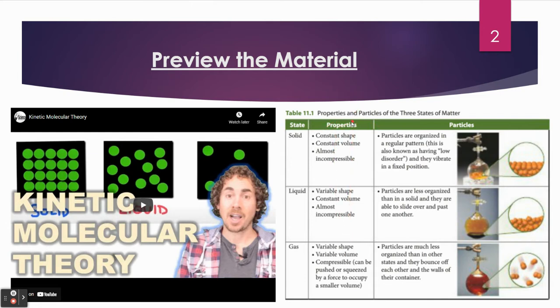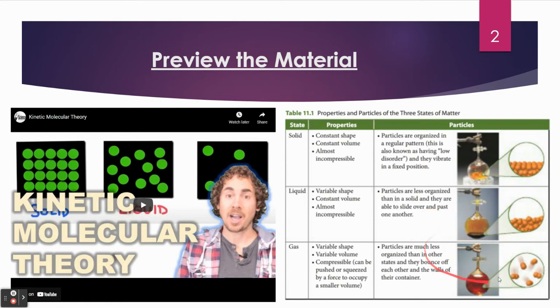For example, solids have a constant shape, so their shape remains the same, whereas liquids, their shape varies. Same thing with gases. Solids' volume stays the same. They're also almost incompressible. And liquids have that in common. However, with gases, the volume is variable. It means it could change based on the container, and then they're also compressible. So you can squeeze them using a force into a smaller volume. You can compress them.